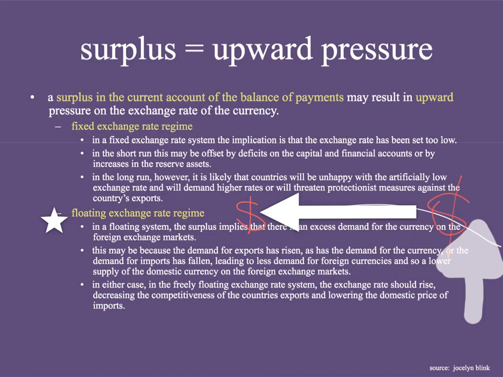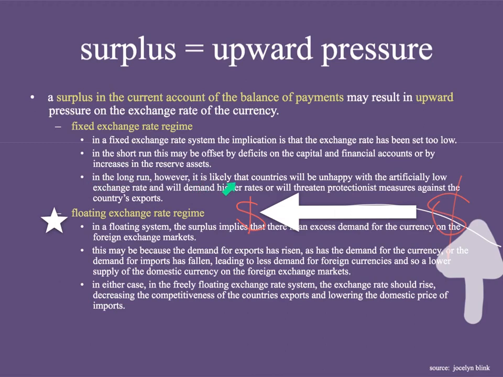Now let's look at a fixed exchange rate system. In a fixed exchange rate system, if there is a surplus in the current account, the implication is that the exchange rate has been set too low, right? Because there's going to be upward pressure. So the exchange rate's too low. In the short run, this may be offset by deficits on the capital and financial side. So if there's a surplus here, then there's going to be a deficit on the financial account side, or by increases in the reserve assets.